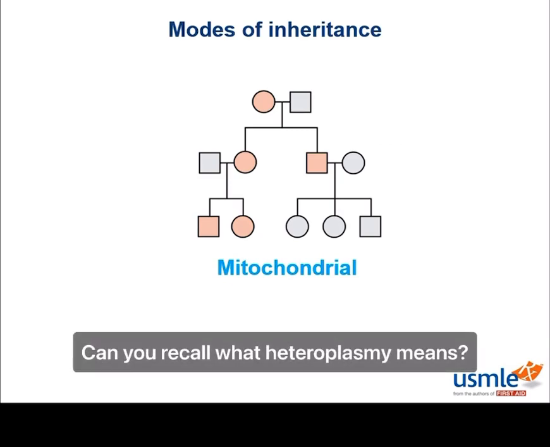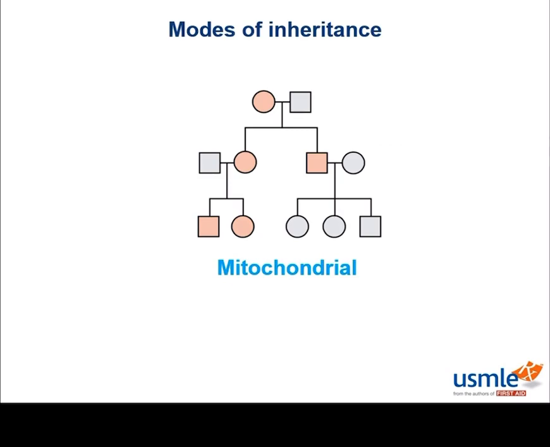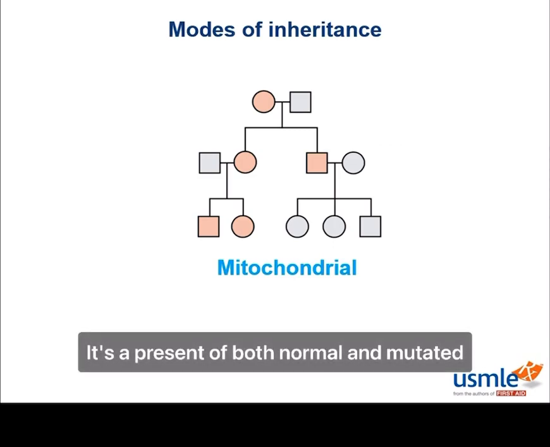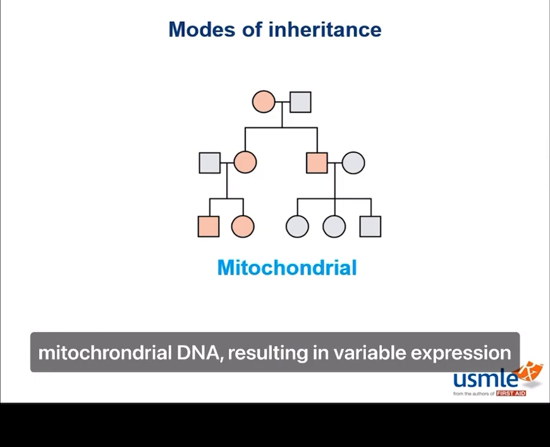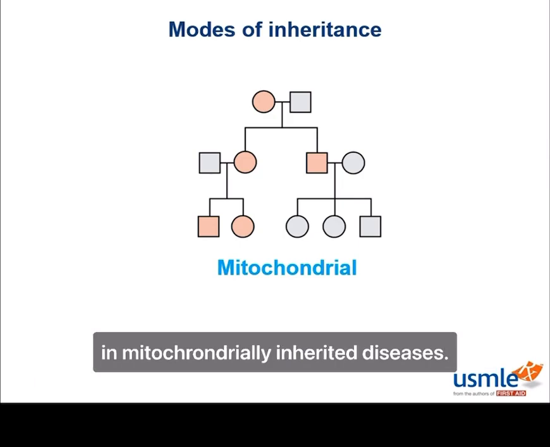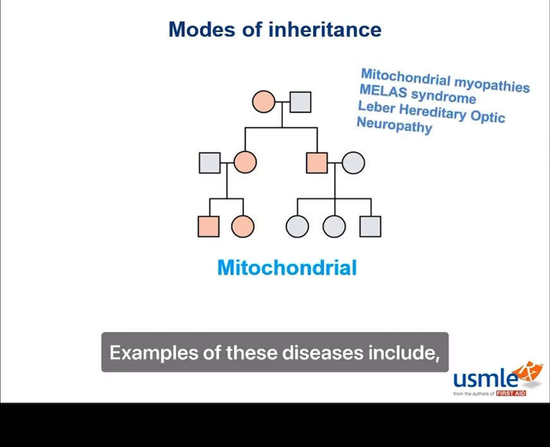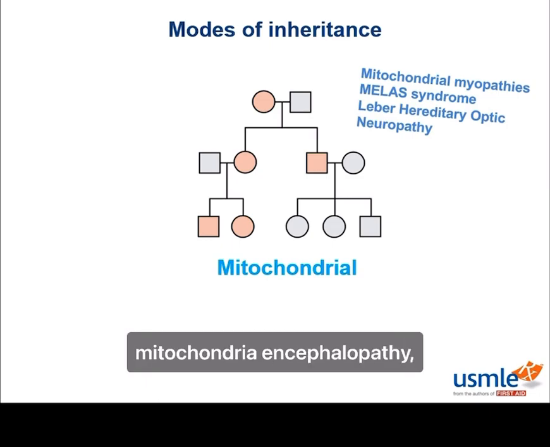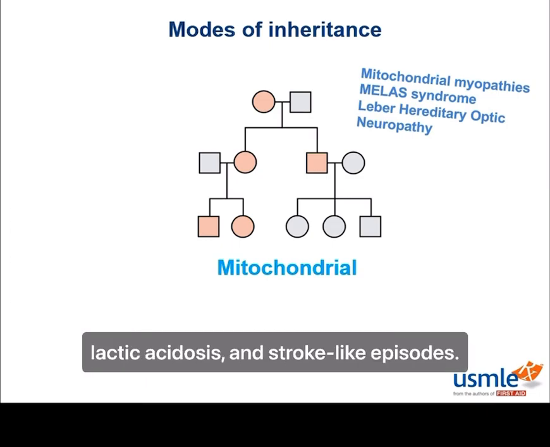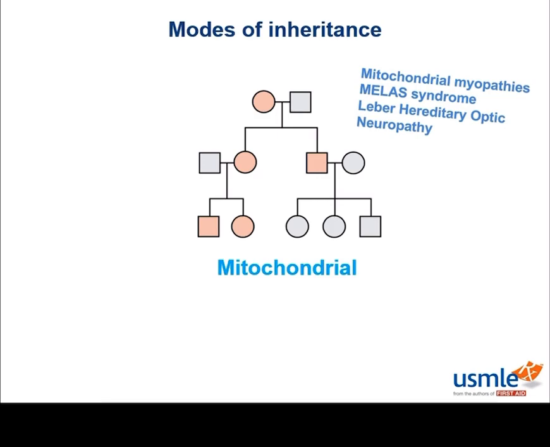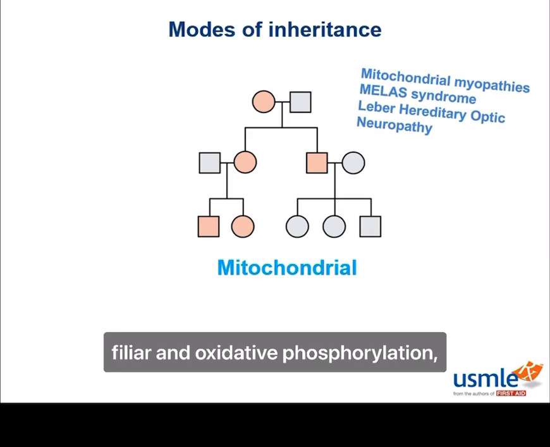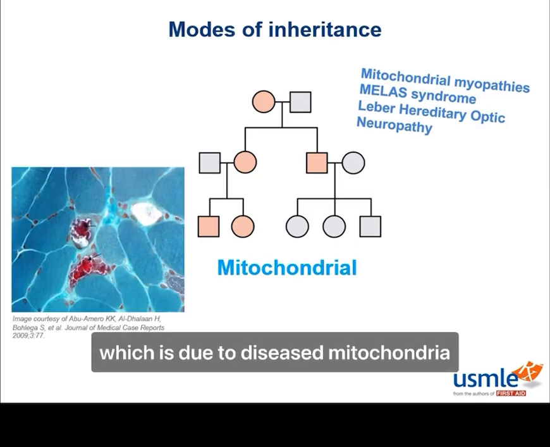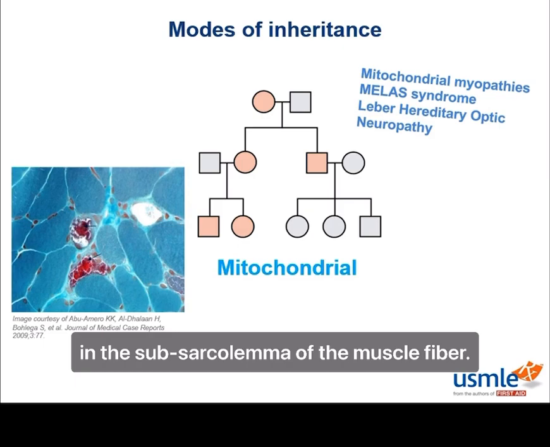Can you recall what heteroplasmy means? It's the presence of both normal and mutated mitochondrial DNA, resulting in variable expression in mitochondrially inherited diseases. Examples of these diseases include mitochondrial myopathies, which are rare genetic disorders that present with MELAS syndrome, or mitochondrial encephalomyopathy, lactic acidosis, and stroke-like episodes. These diseases are secondary to failure in oxidative phosphorylation, and muscle biopsies often show the characteristic ragged red fibers, which is due to diseased mitochondria in the subsarcolemma of the muscle fiber.